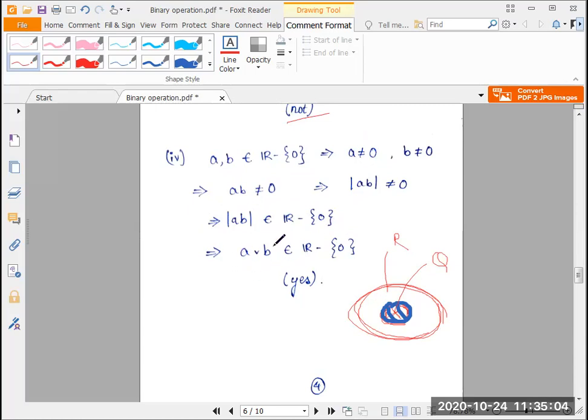So by definition, if A and B are two real numbers other than 0, then A down B, that is what I said, right, is also a real number minus 0. So this operation is also a binary operation. So essentially, this is the method, or this is the procedure in which you prove or disprove whether an operation is a binary operation or not.